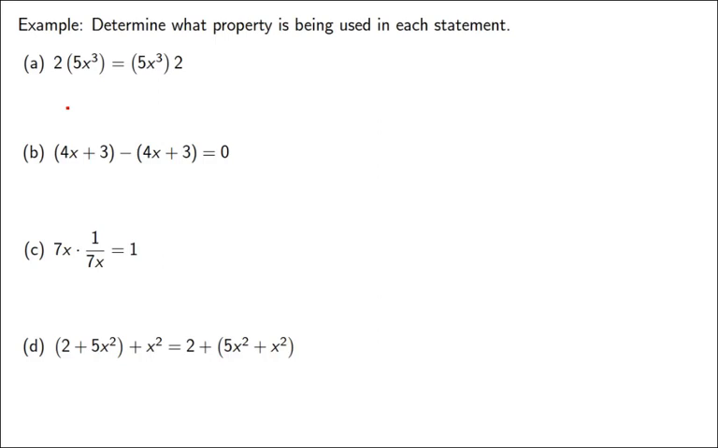Determine what property is being used in each statement. So for this first example, we do notice that there are some parentheses floating around in the problem. However, you really only have one factor and another factor switching places. And so this is pretty clearly the commutative property. So, with this being the commutative property, it's nice to specify that this is also the commutative property of multiplication.